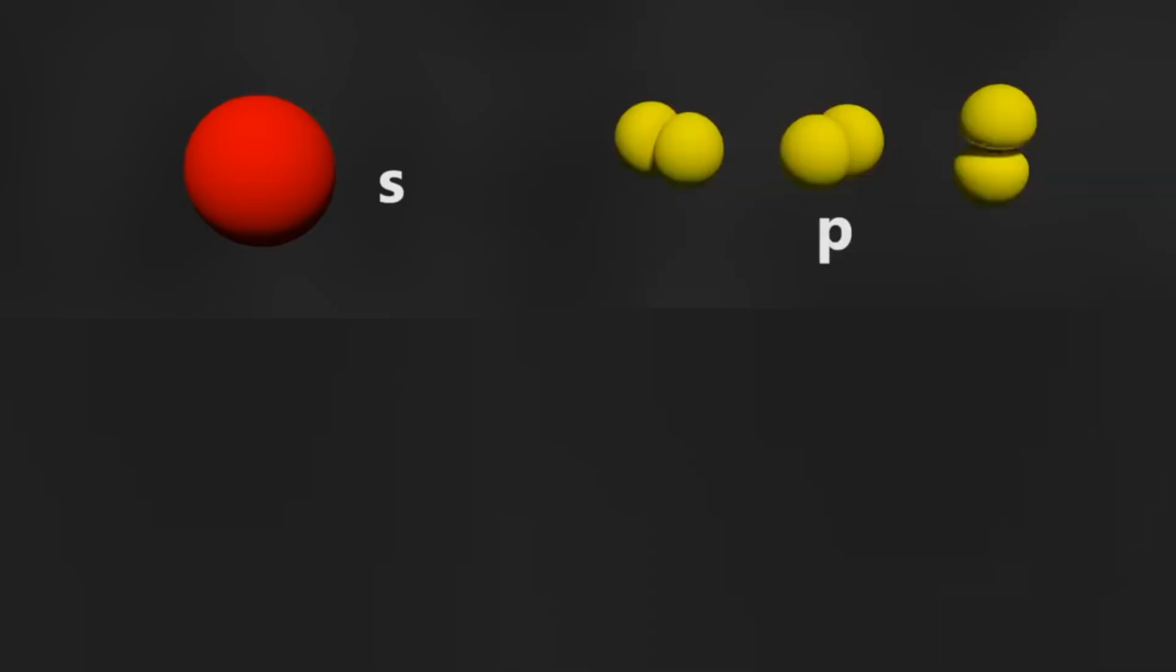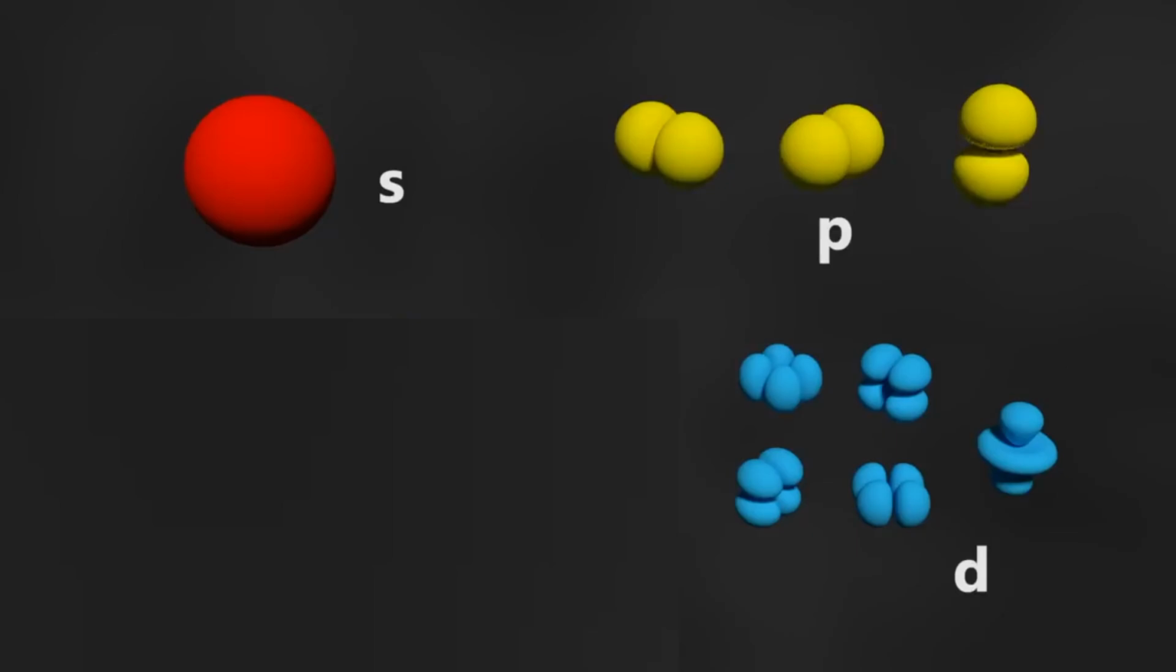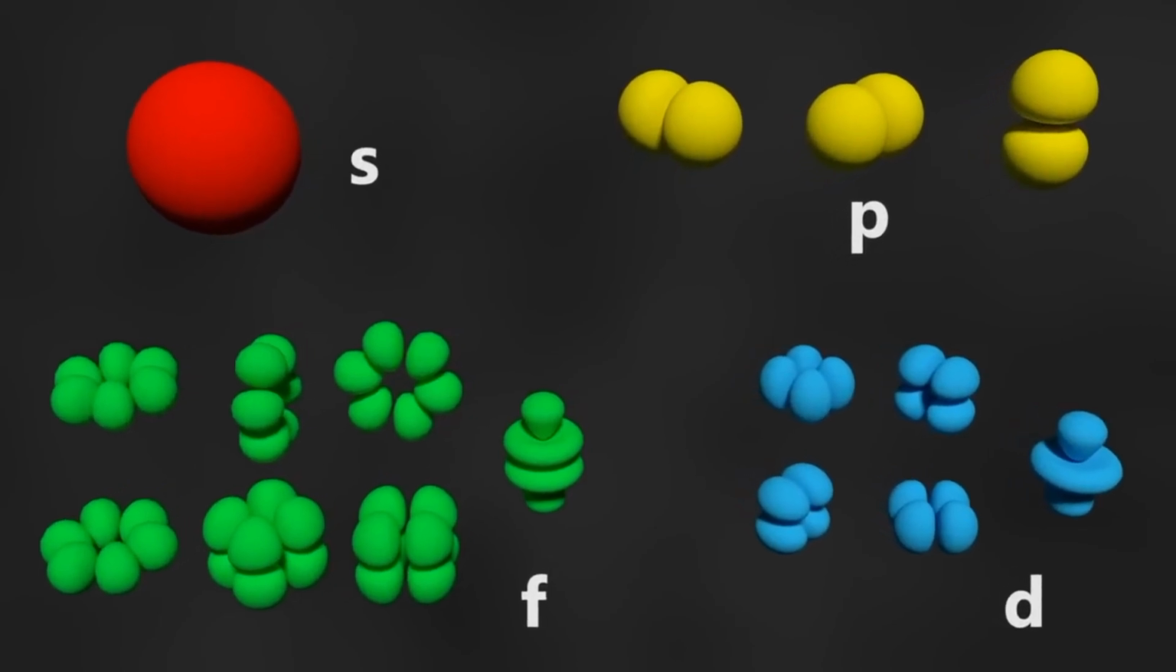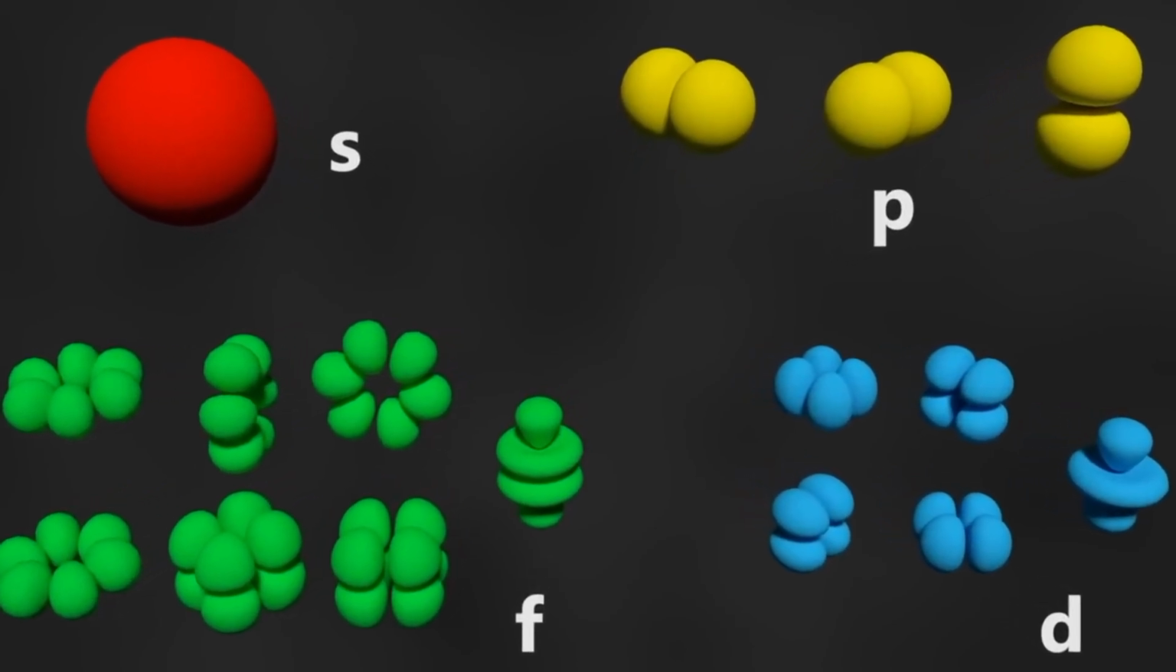There are four primary types of orbitals, each with a distinct shape. S orbitals are spherical in shape. P orbitals are dumbbell shaped. D orbitals have more complex shapes, including cloverleaf and dumbbell shapes with a donut around the middle. And lastly, the f orbitals have even more complex shapes and are typically found in higher energy levels.